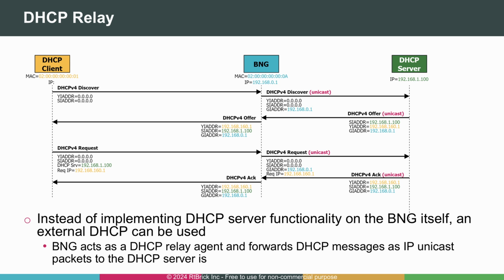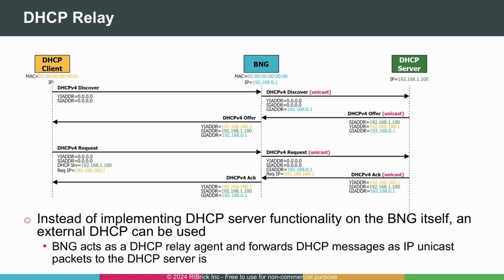Instead of providing DHCP server functionality directly on the BNG, an external DHCP server can be used. In this case, the BNG acts as a relay, forwarding DHCP messages between the client and the server. This feature is known as the DHCP relay agent. We will not delve into the specifics of the DHCP message flow, as it remains largely the same from the client's perspective. The relay agent forwards all broadcast packets received from the client to the DHCP server. Since the DHCP server is no longer directly connected, the communication occurs via IP unicast.